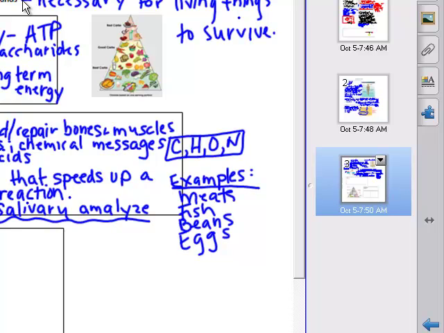Okay, the third one we're going to talk about is something called lipids. And lipids have lots of different functions. So you see we have 5 things there. The first thing we're going to talk about is lipids, or fats. Okay, they can be used as a second source of energy.